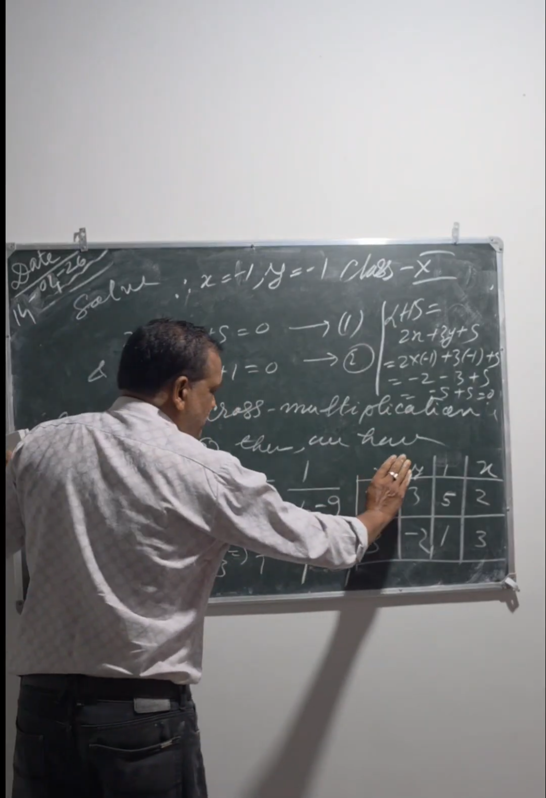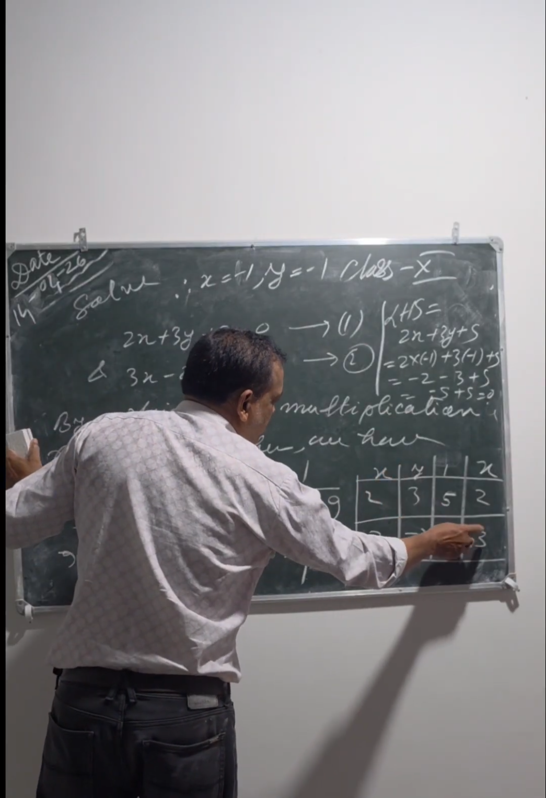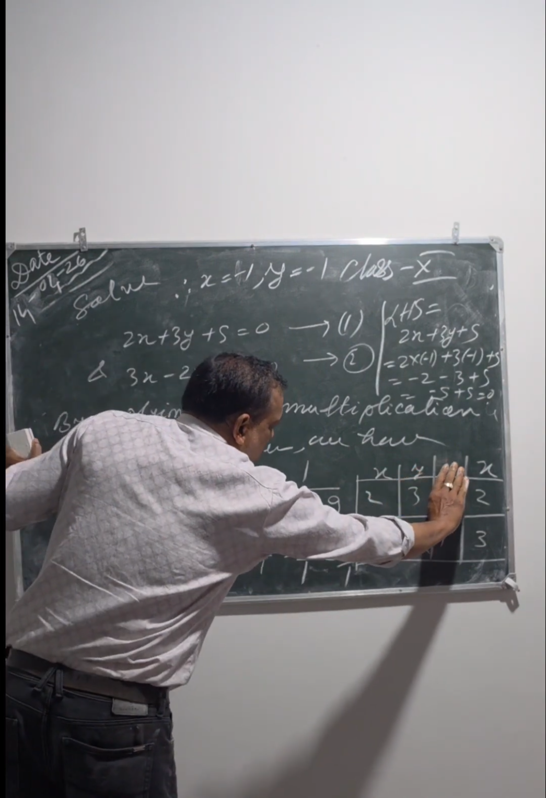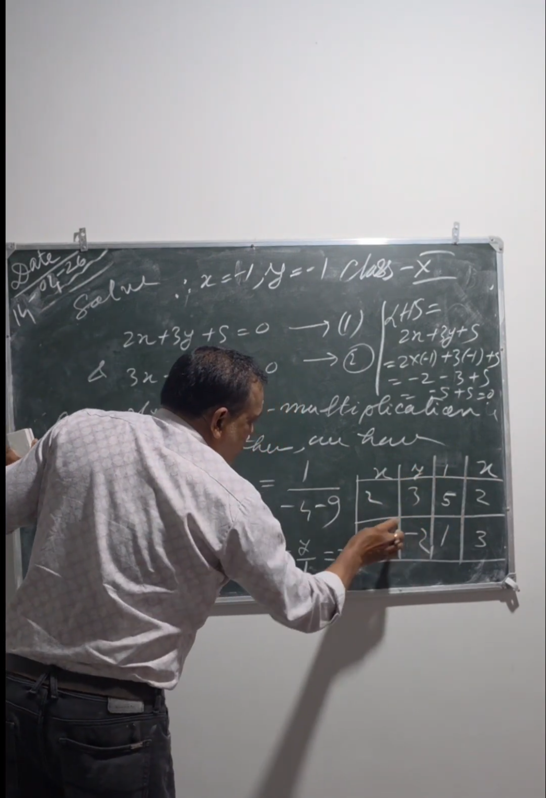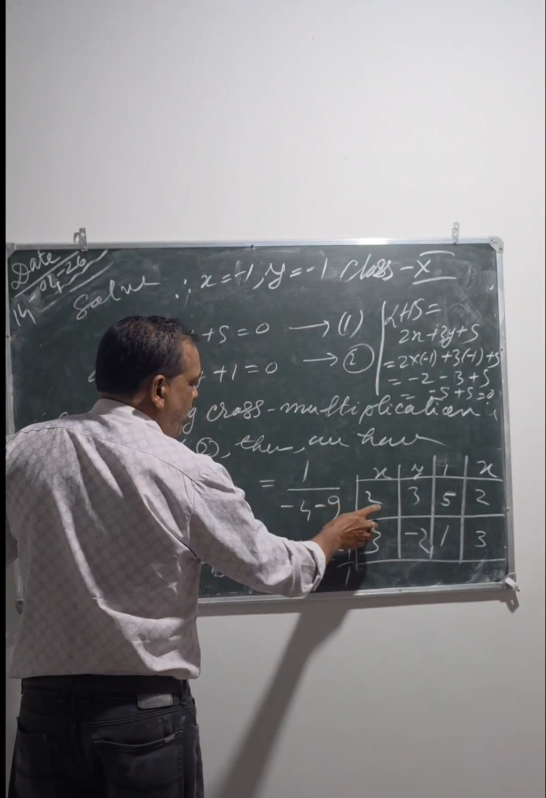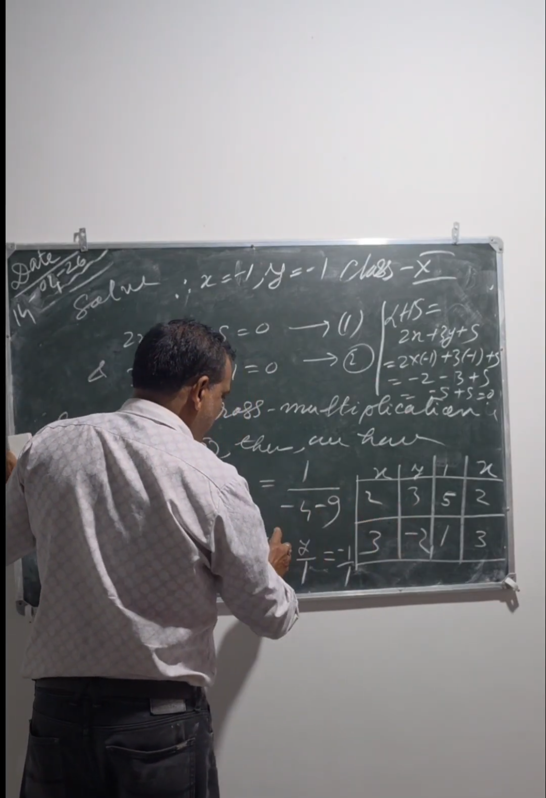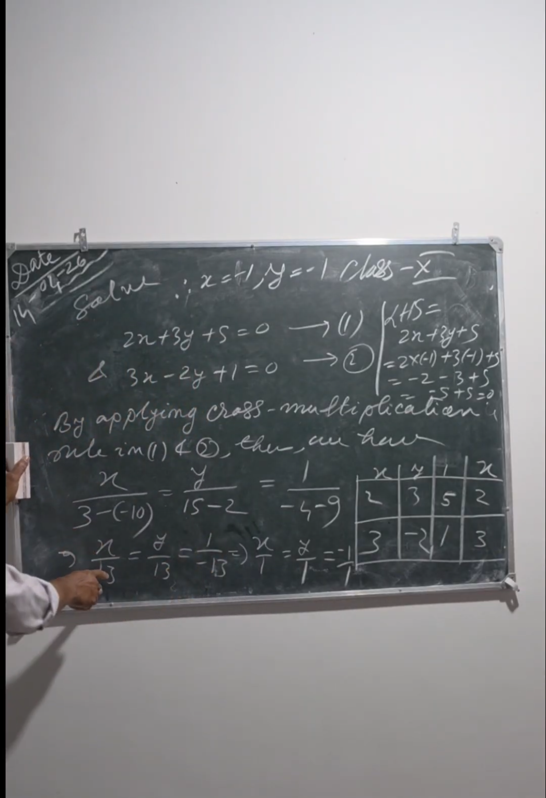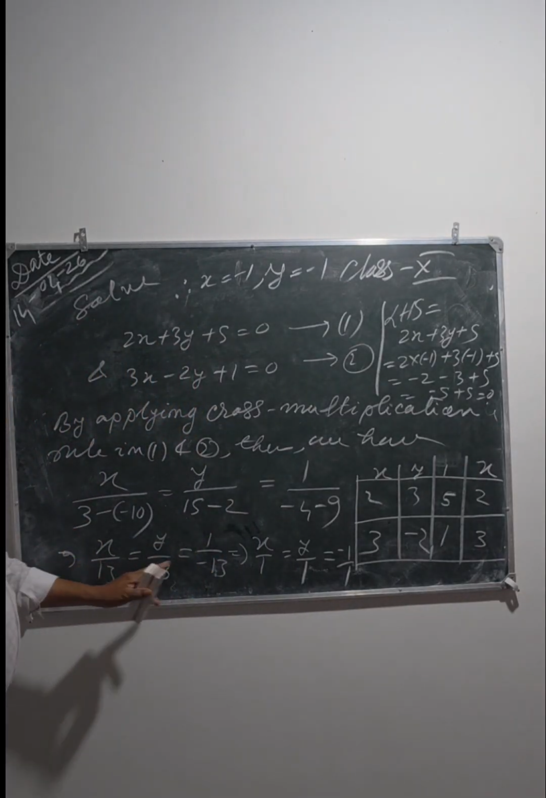So then below y it will be 5 into 15, 15 minus 2, 15 minus 2. Then below 1 we have to omit this. In between these two and this one we have to multiply. So 2 into minus 2 is minus 4 and minus 3 is 9. So it will be minus 13. This is plus 13. This will also be plus 13. All the values we can multiply.